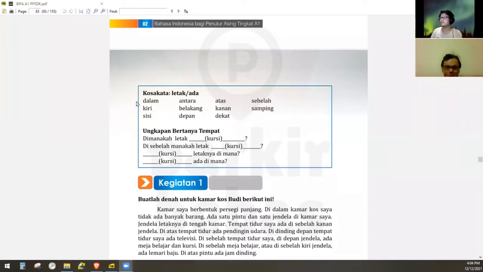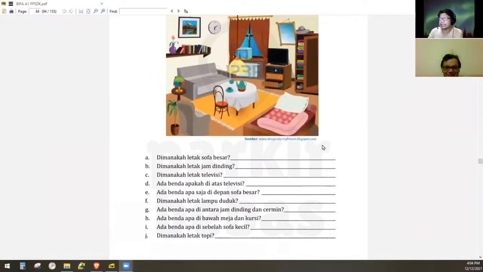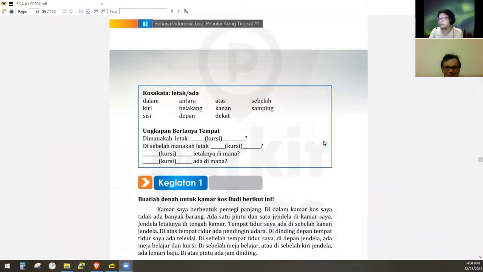So we go straight to the lesson. I will share the screen. Can you see the screen? Yeah. Okay. So kita akan menjawab pertanyaan. But before that, let's review. Do you still remember all the vocabularies? Kosakata, vocabularies that we learned last week?